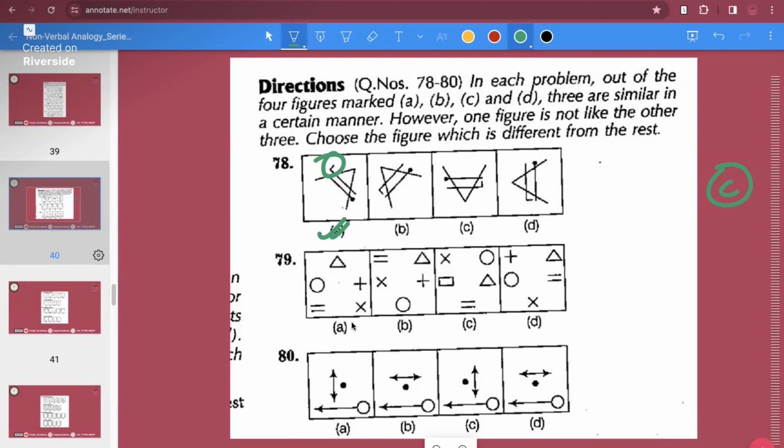Okay. I'm getting lazy day by day. It has moved. Okay.